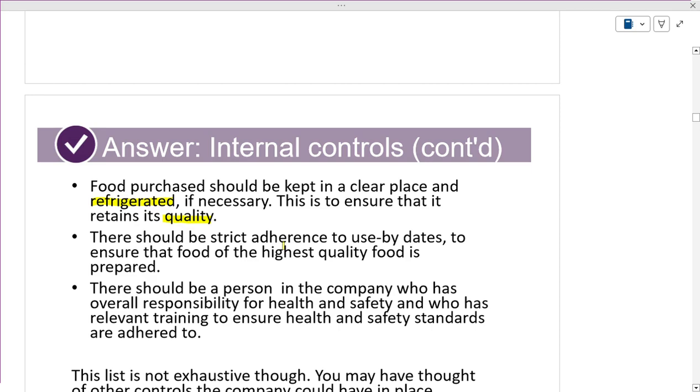You have to keep it in the designated place. You can write this also: the food purchase should be kept in a designated place, a place where it has been authorized to keep. We should not keep food somewhere and say that after some time we'll keep it in the right place. No. Immediately it has to be put in a designated or refrigerated place. Why are we doing that? So that the quality of the food should not get deteriorated.